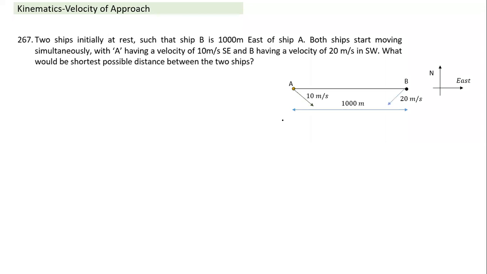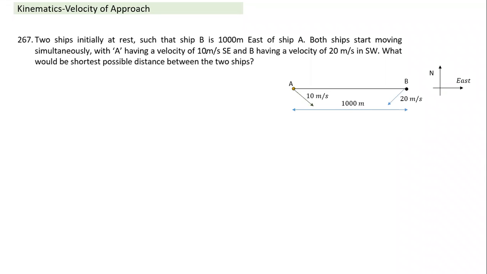So let's draw what is happening. If I take a horizontal plane, they're all in the horizontal plane. This is the east direction. Let's mark the north direction. Let's say I mark the position of ship A, and ship B is 1,000 meters east of ship A. So this is 1,000 meters east. That's the distance where ship B is. And their velocities are given. Both ships will start moving simultaneously.